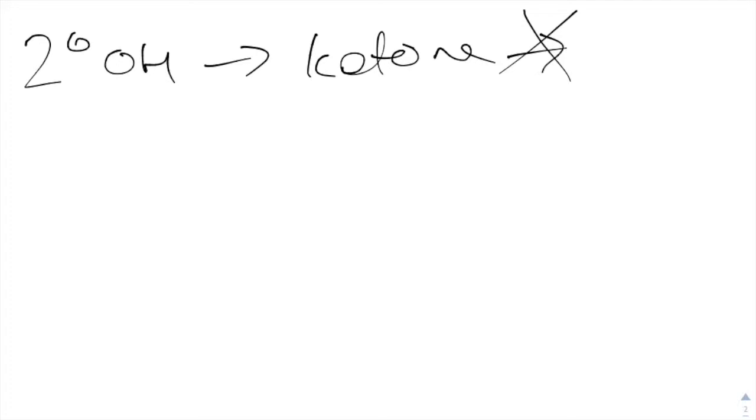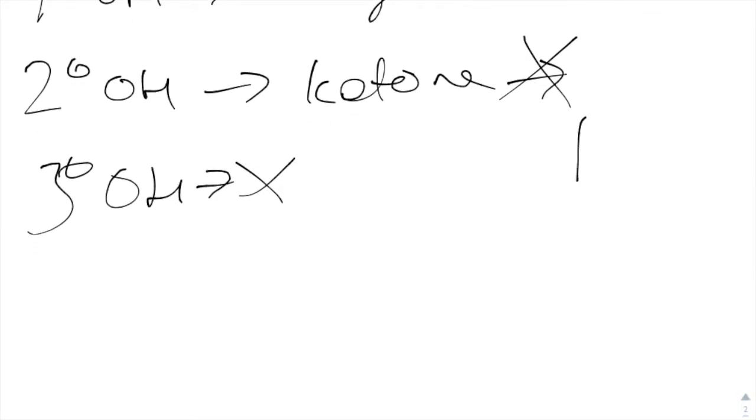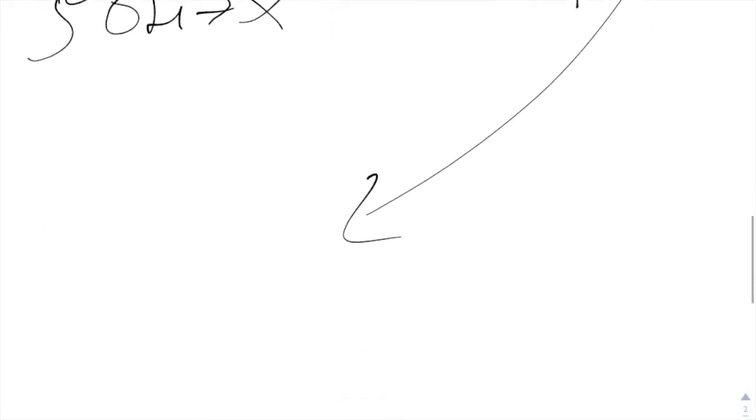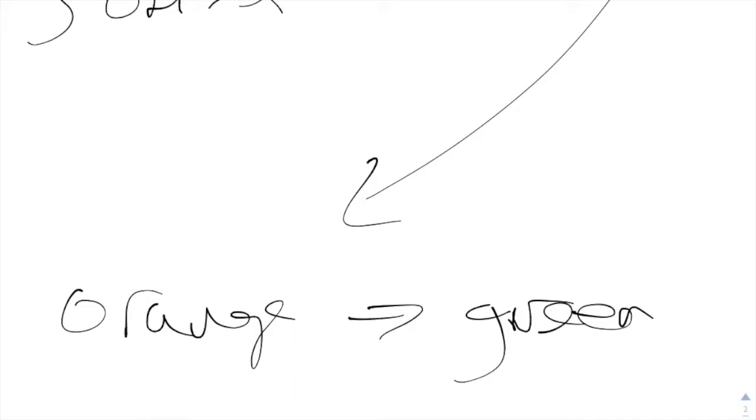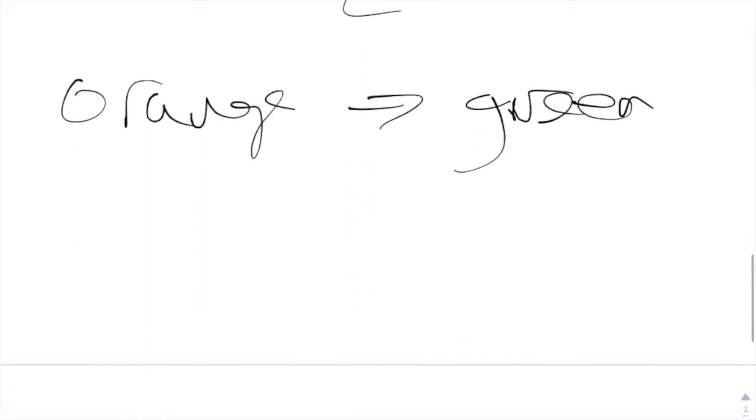You can use that in your exam as well, because it will ask for that. And obviously tertiary alcohols do not oxidize, because there's no hydrogen atom attached to the same carbon as the hydroxyl group. In this oxidation, let's take this one as an example, it's going to go from orange to green, and as you may know from Unit 5 Chemistry, it's due to different oxidation states of the Cr atom.